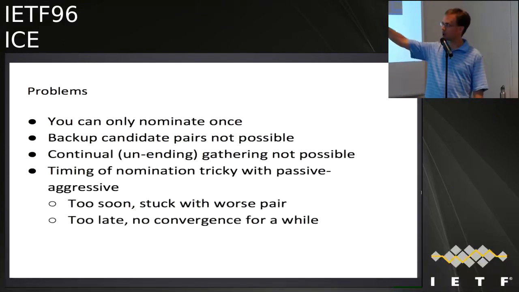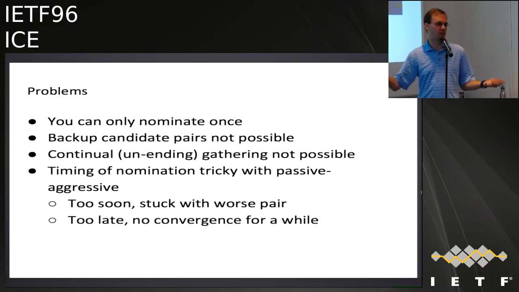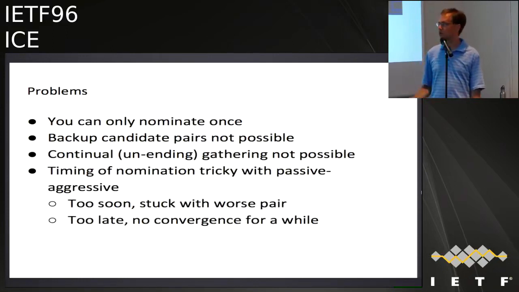And then there's another issue that's not related to anything fancy, which is basically if we're in this new passive-aggressive world, you have to decide when you're going to nominate. If you nominate too soon, then you can get stuck with a worse candidate pair. If you say, I'm going to wait until I get end of candidates on both sides, then you could end up waiting a long time, because end of candidates might come really late, or it might never come, and then you maybe set a timeout, and you're not converging for a while. So it's nice to be able to nominate more than once to avoid this issue.